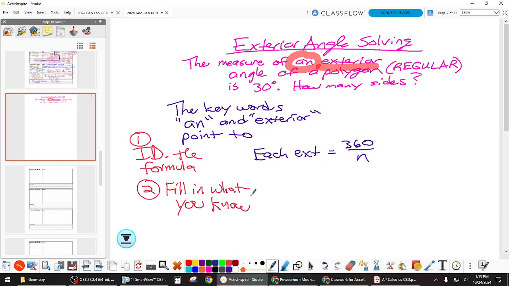What do we know? Out of the 2 things we could substitute for, what do we know? Is it the each exterior angle or N that we're told? It's the angle, yeah. It's 30 degrees. And then it says how many sides. We're trying to find N. Okay? So each exterior is 30. And then we have the other side, 360 over N. And then we just solve.